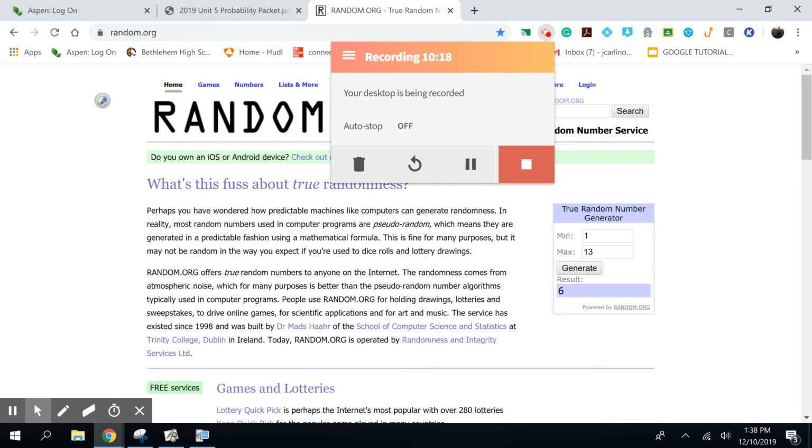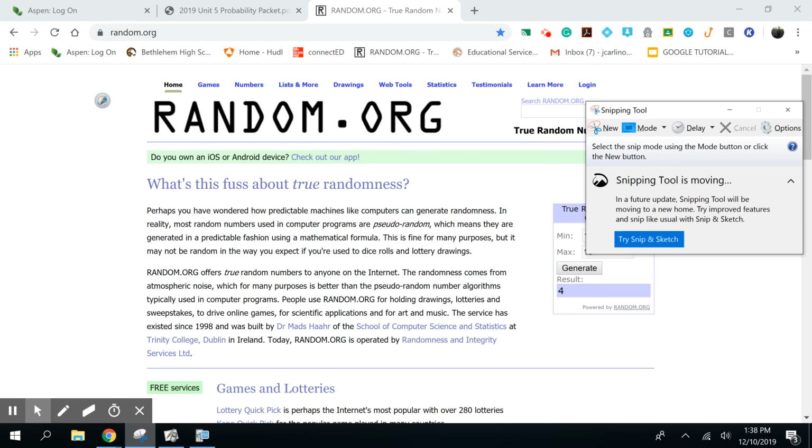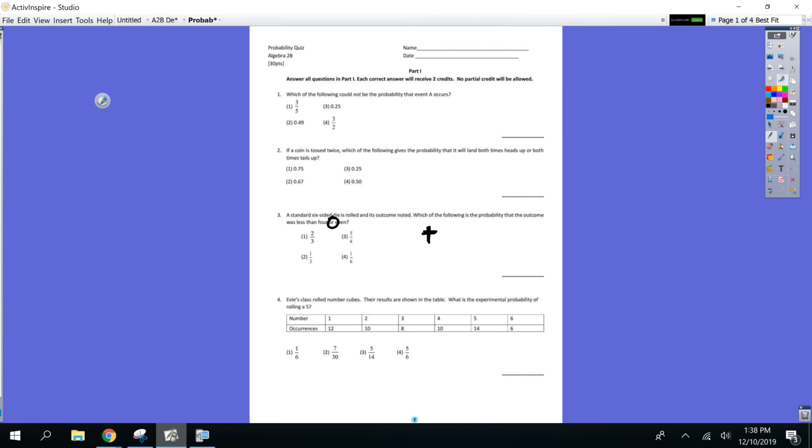Less than 4. So think about a die. How many numbers are less than 4? Do we have a 4 or no? Less than 4 on the die. How many out of 6? How many evens on the die? No, just evens. So less than 4, 3 out of 6, even 3 out of 6.